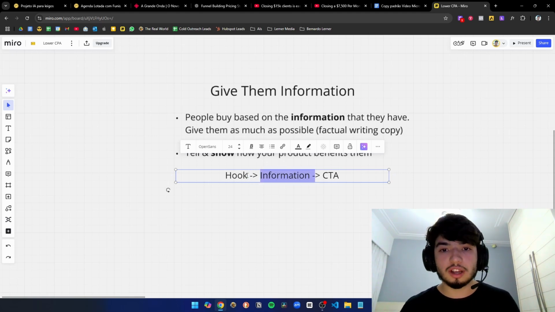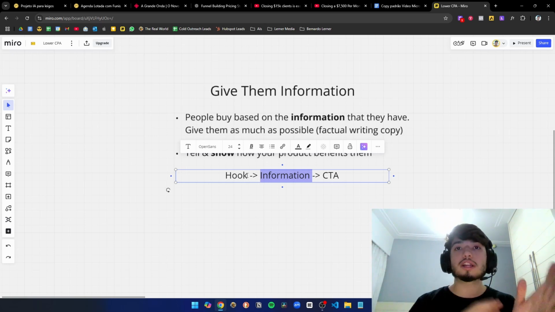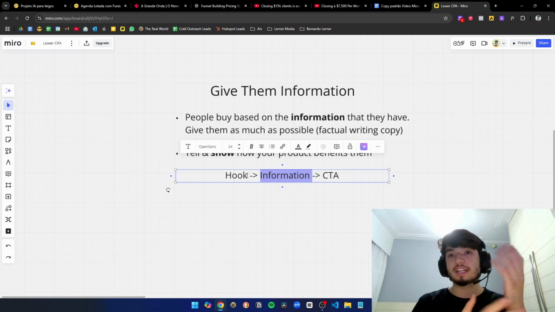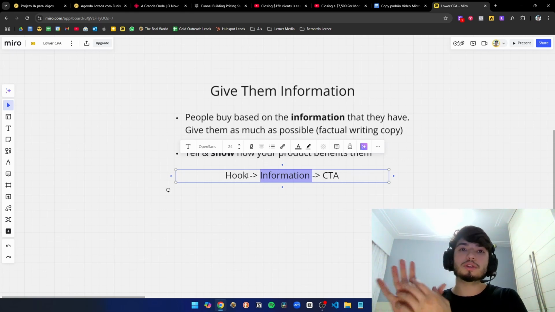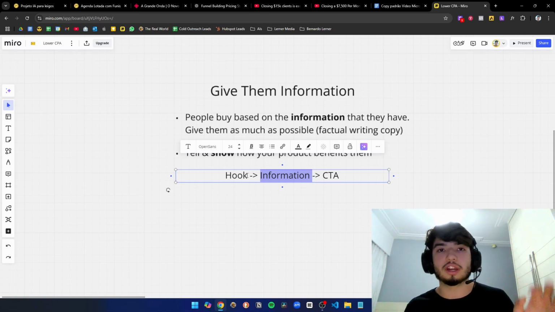And after the hook, information. That's how you explain your products, explain how it works. Oh, it works like this, works like that. We have these benefits. It's better. We do it this way, this way, this way. So it has no seed oils. It's dairy free. So it's gluten free.